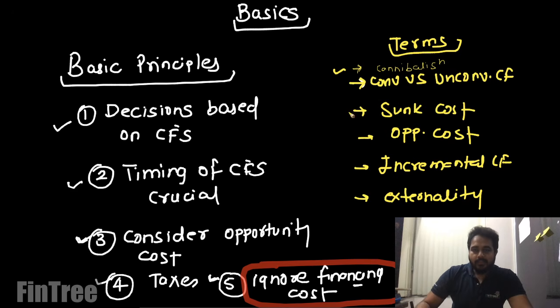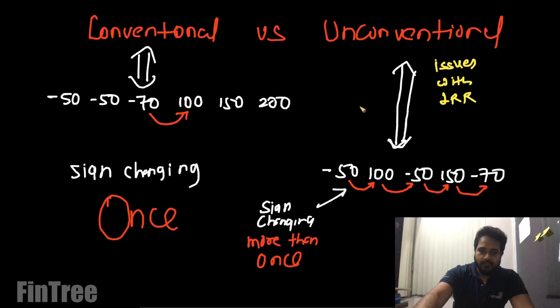What do we have then? The next one is sunk cost. Okay, sunk cost, I'll give you an example.